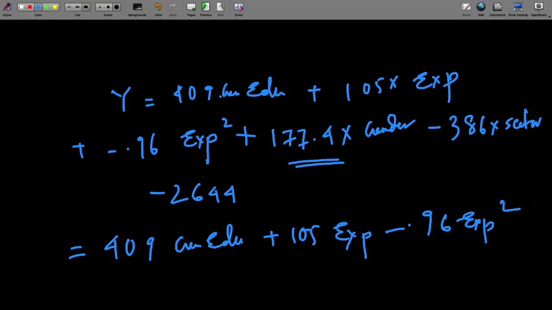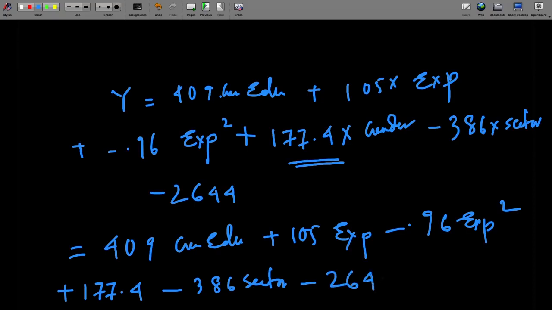If I put gender equal to 1, it will mean that I have to add 177.4, and then I subtract 386 into sector, and then of course a constant term which is minus 2644. Note that here the coefficient for general education is the same as in the first equation. The other coefficients, experience square, all are going to remain the same. So this is the equation for, let us say, male.